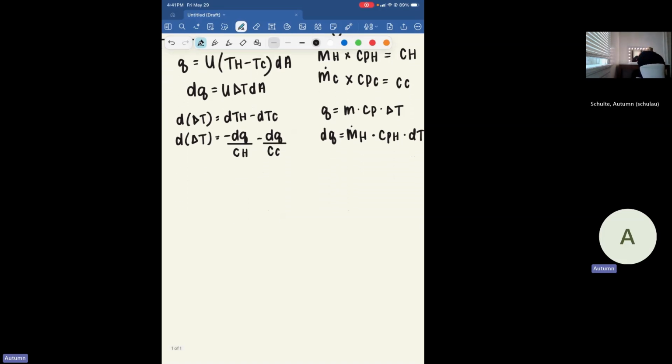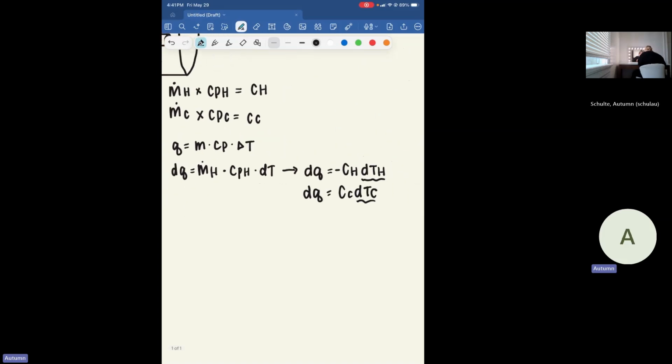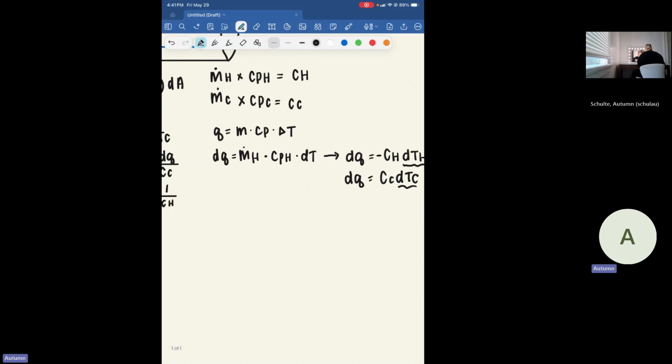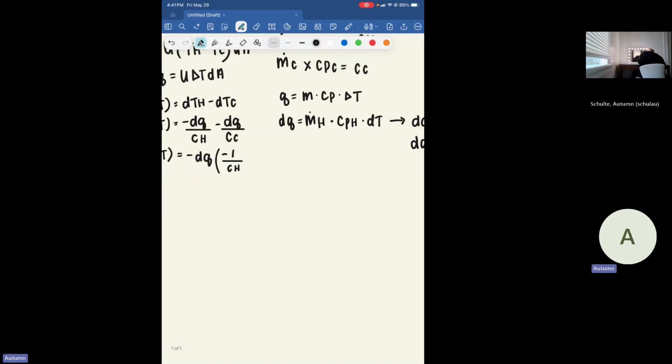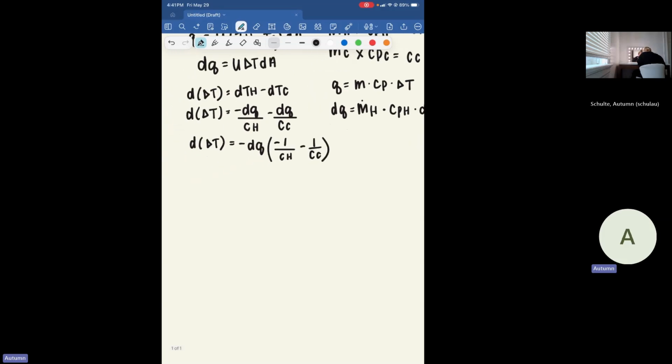Now, if we separate this out, we're going to have the derivative of our change in temperature, or driving force, is equal to negative the derivative of our heat flow or our heat transfer, multiplied by negative 1 over the mass flow rate heat capacity of our hot stream, because like I said, this has to be negative because we're going from a higher temperature to a lower temperature, minus 1 over the mass flow rate heat capacity of our cold stream.